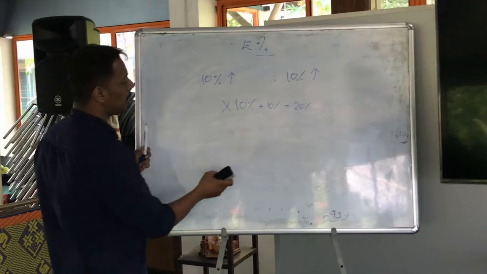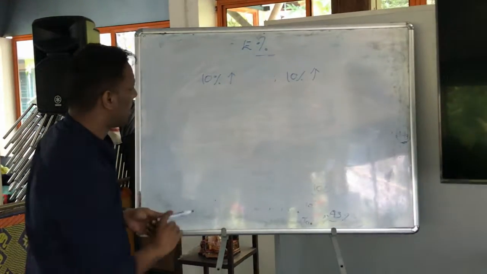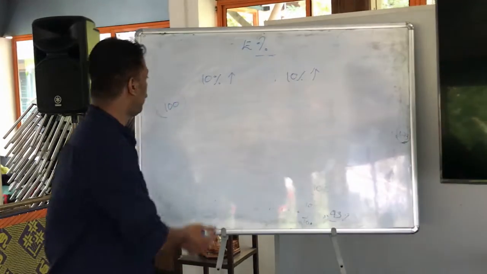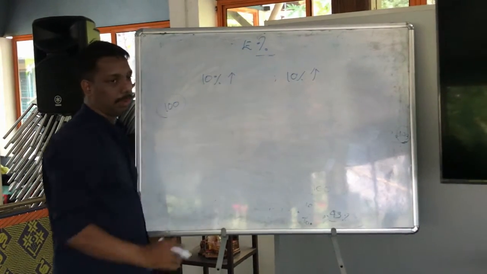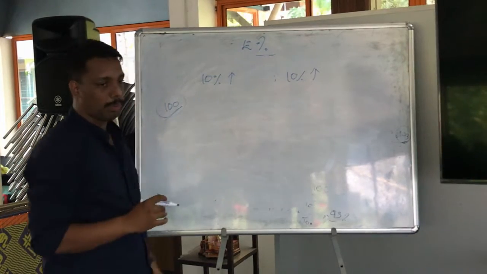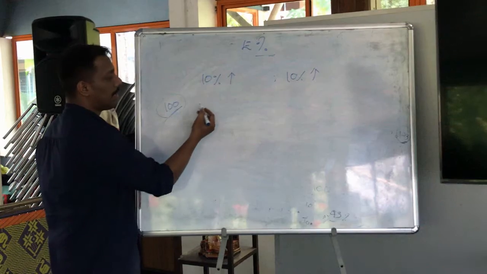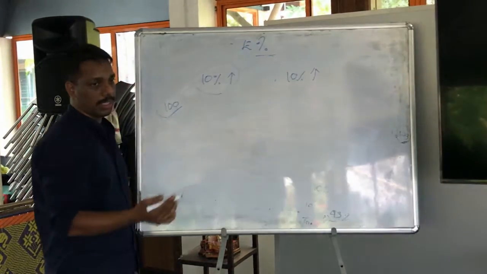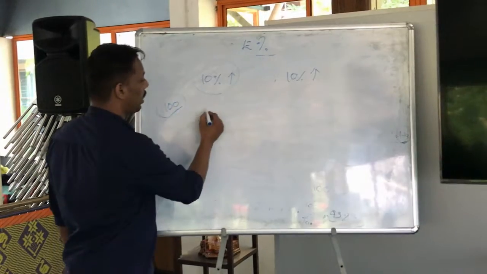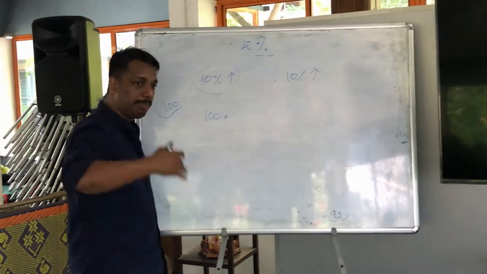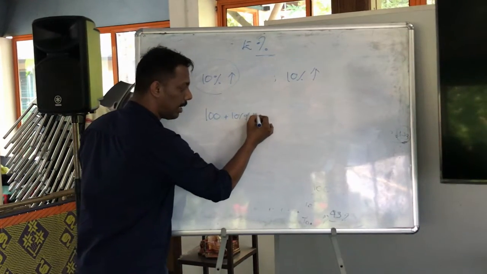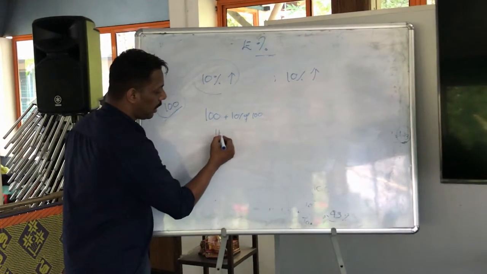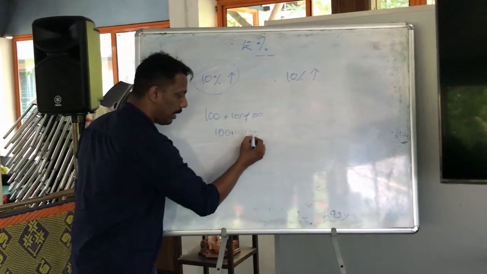Actually, how it works: let the initial price of the good be 100. Why 100? Because it is a percentage problem, we solve most problems based on the value 100, right? After increasing by 10%, what will be the value? 100 is your original value. Then you add 10% of 100, which is 10. So 100 plus 10 gives 110.